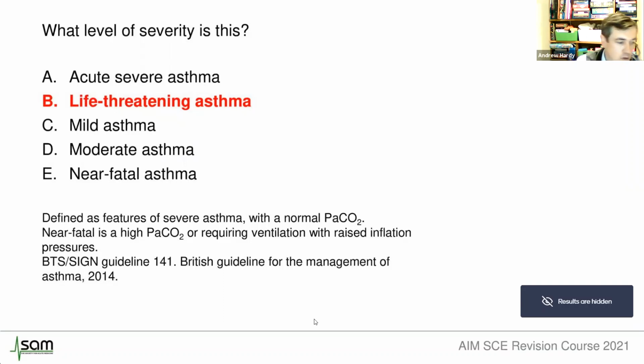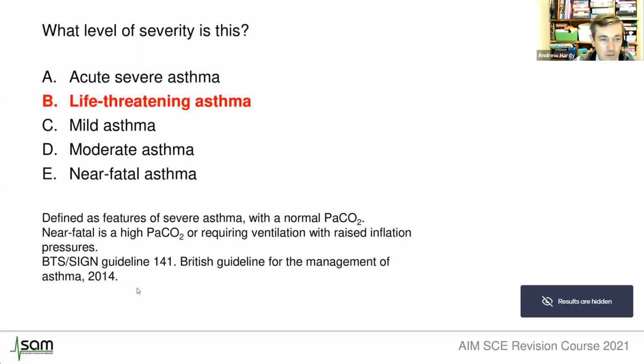The other markers of severe would be respiratory rate, peak flows, and a silent chest is a poor prognostic sign. The guideline we're referring to here is the BTS SIGN guideline. This is slightly out of date because it was updated, I think we're up to 158 now, but it hasn't changed massively. Most of the changes are about the management of stable persistent asthma rather than acute exacerbations. It's a pretty long guidance, about 200 pages, the whole thing.